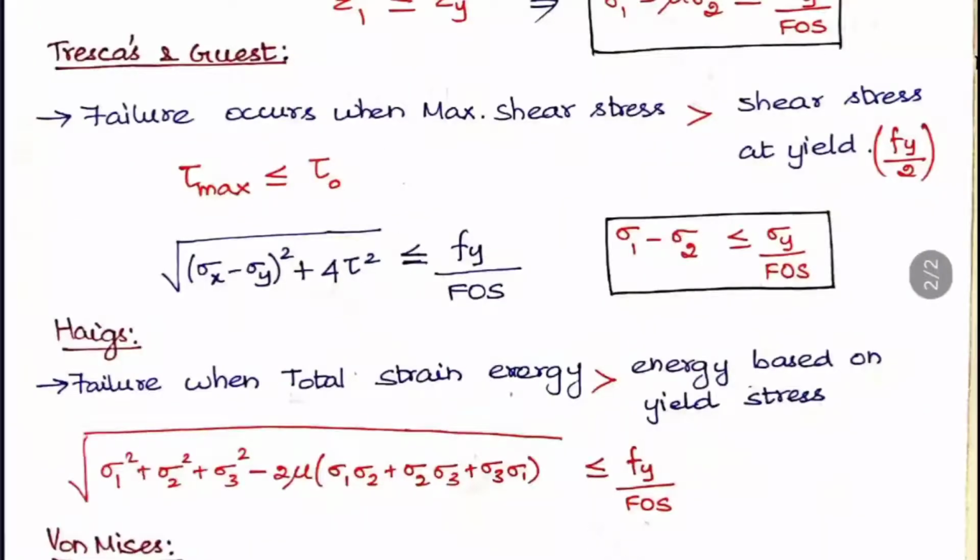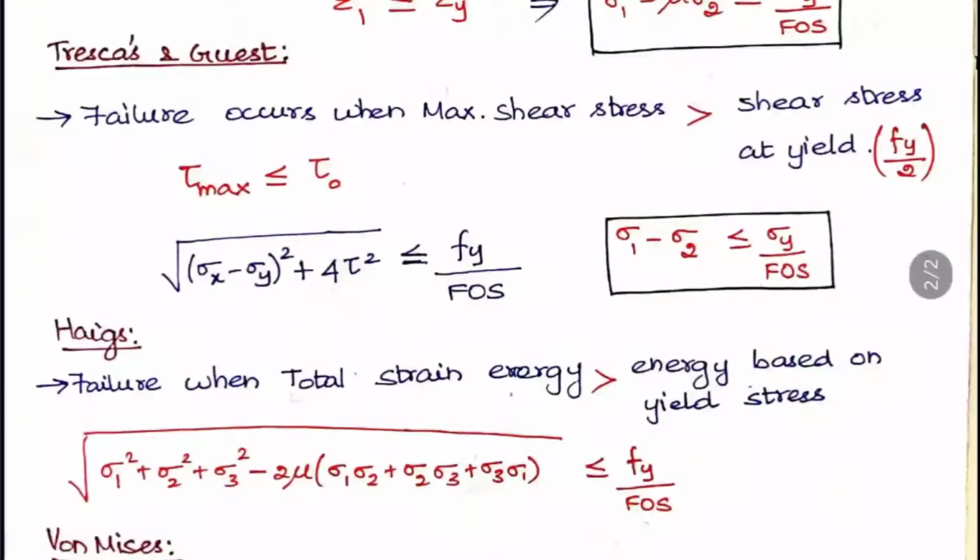The third one is the Tresca's theory. So here failure occurs when the maximum shear stress is greater than the shear stress at the yield, that is the yield shear stress. So here tau max, that is maximum shear stress, should be less than or equal to tau naught, and the equations are derived like this. So the final equation is sigma 1 minus sigma 2 should be less than or equal to sigma y by f of s, that is factor of safety.